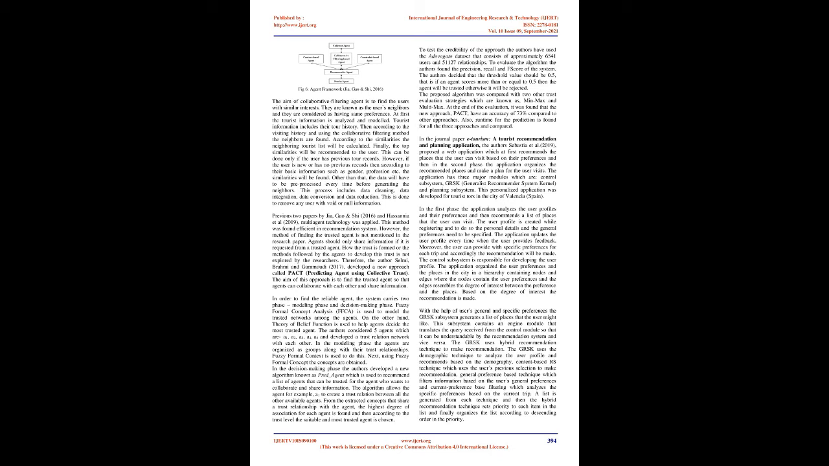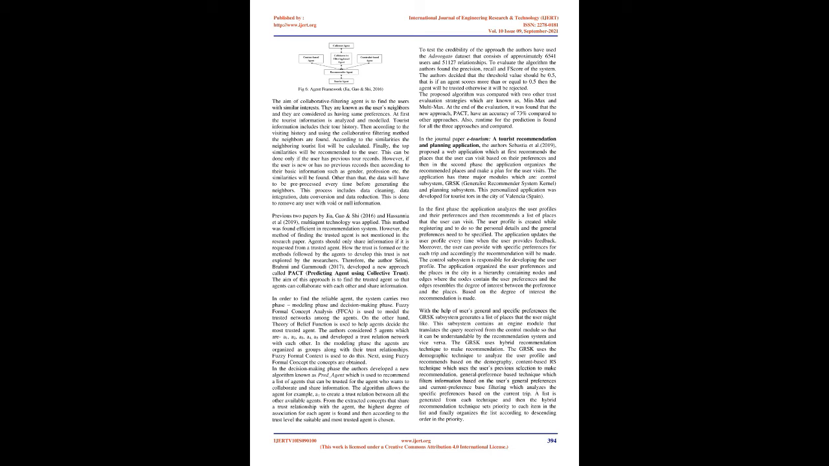The aim of the collaborative filtering agent is to find the users with similar interests. They are known as the user's neighbors and they are considered as having the same preferences. At first, the tourist information is analyzed and modeled. Tourist information includes their tour history. Then, according to the visiting history and using the collaborative filtering method, the neighbors are found. According to the similarities, the neighboring tourist list will be calculated. Finally, the top similarities will be recommended to the user.